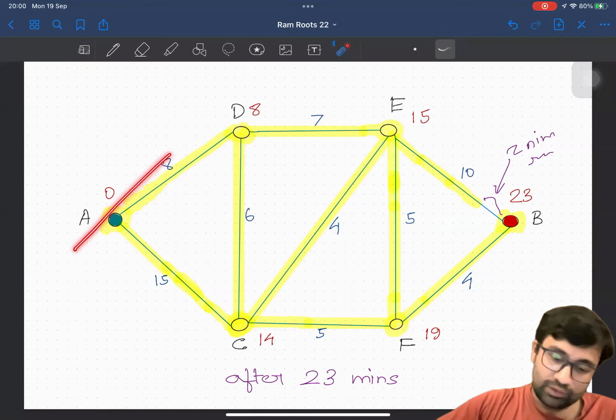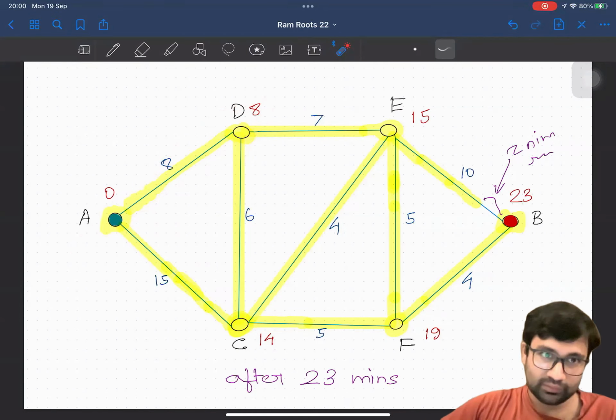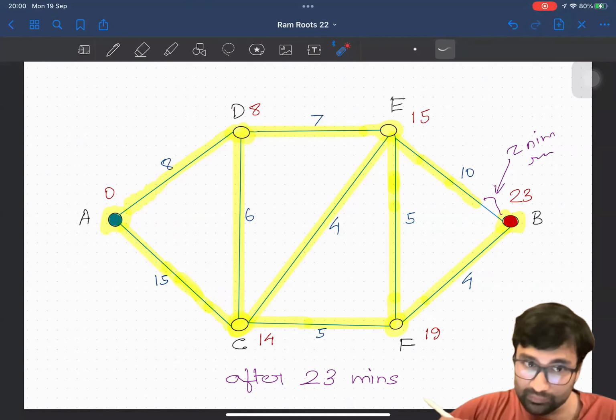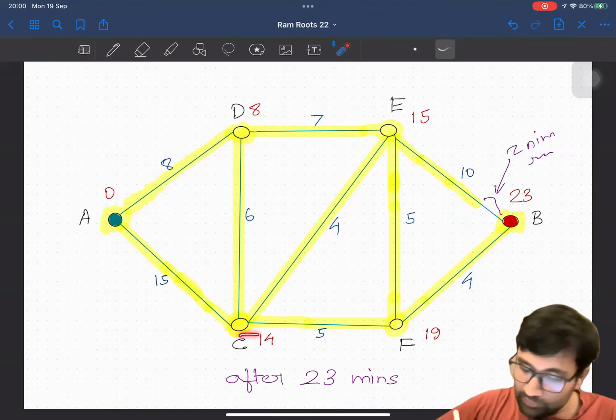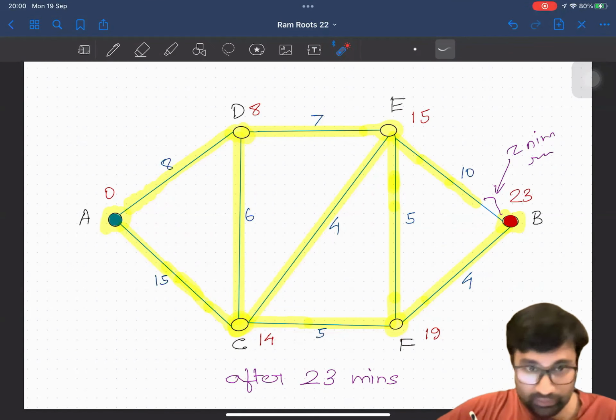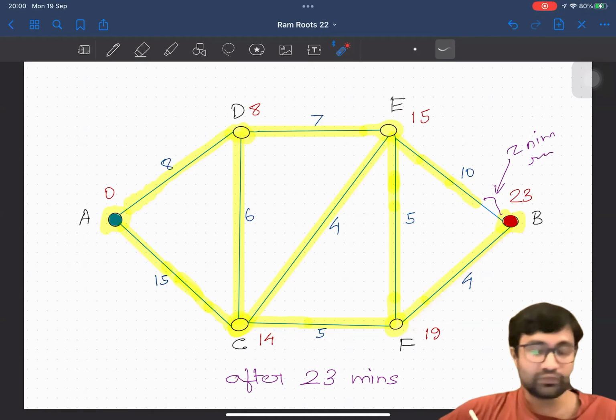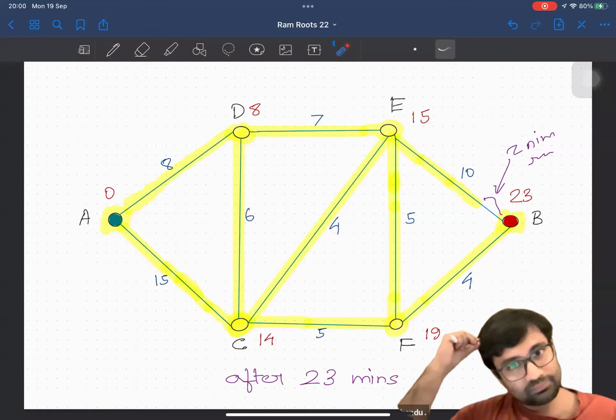So from A to D, you go in 8 minutes, right? And from D, you go to C in 6 minutes. So 14 minutes. Then from C to F, you go in 5 more minutes, 19 minutes. And F to B, you go in 4 more minutes, 23 minutes. Oh, okay, sir.